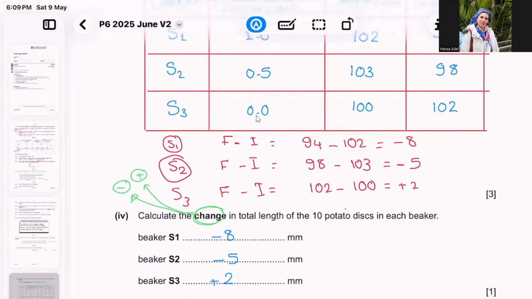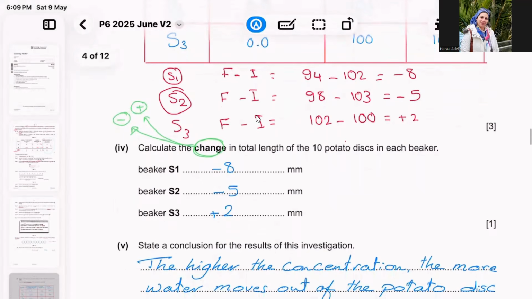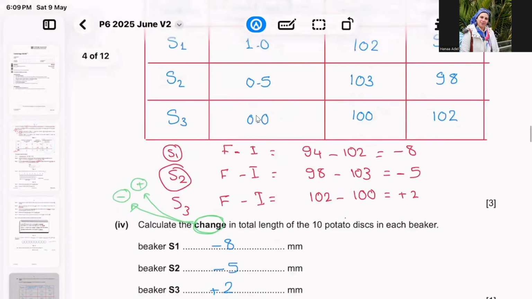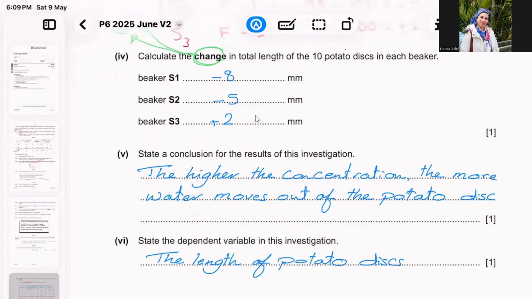State the conclusion for the result of this investigation. So we have to return to the objective of the experiment. You have to know the effect of concentration on osmosis, which is the movement of water. So the higher the concentration, the more water moves out of the potato discs. What about the dependent variable? We measure the length of the potato. So the dependent variable is the length of the potato discs.